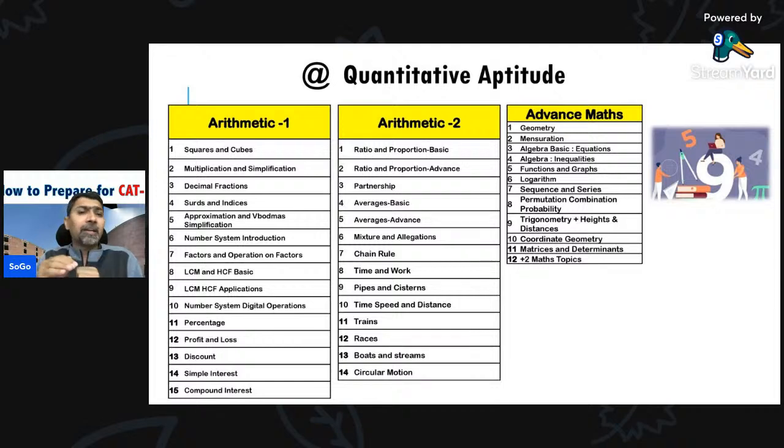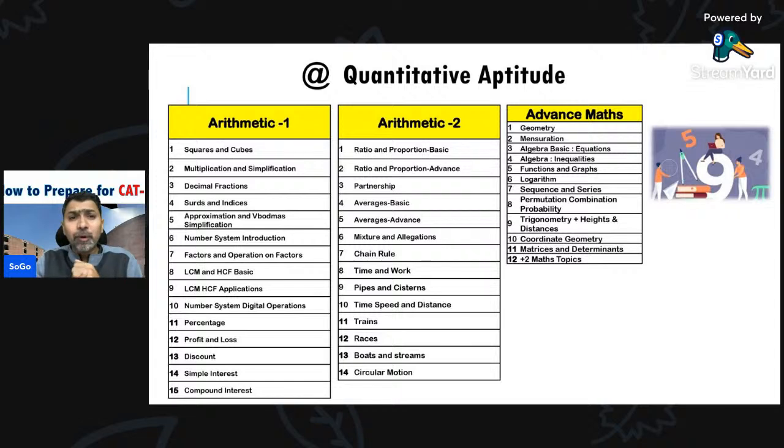See, +2 mathematics topics you just need to prepare for XAT and IFT. No other examination is going to go for this. But as far as CAT is concerned, you will have a balance of questions from arithmetic and advanced maths. Arithmetic 50%, advanced maths 50%, by and large, though this varies year to year.